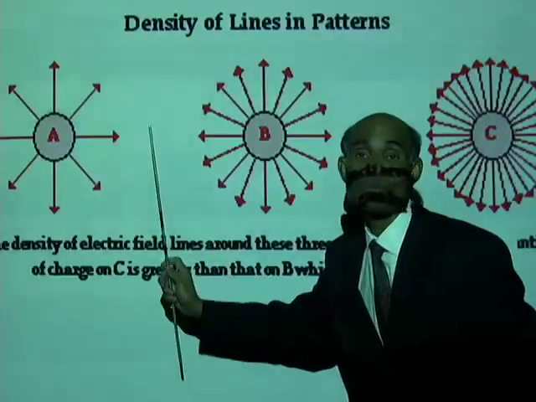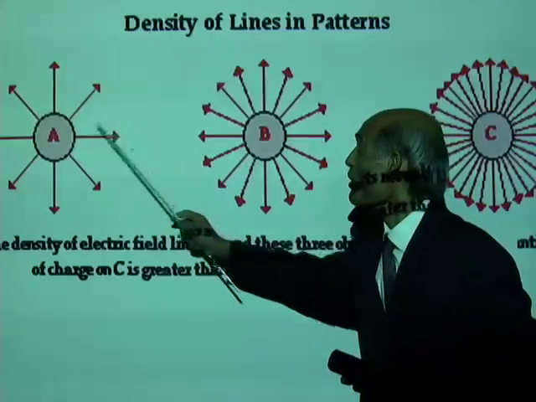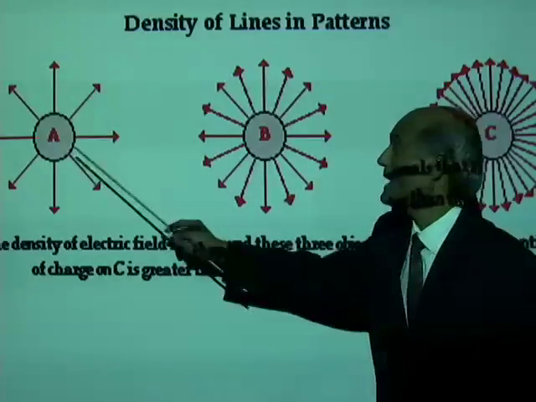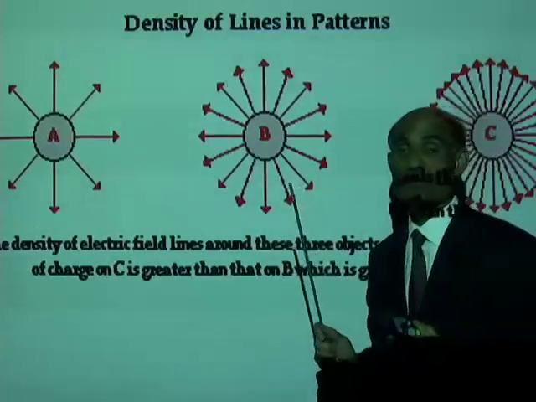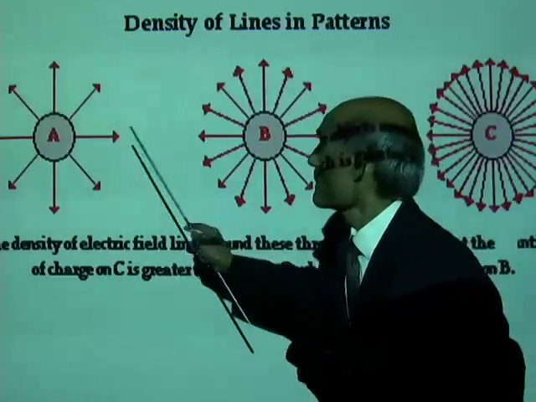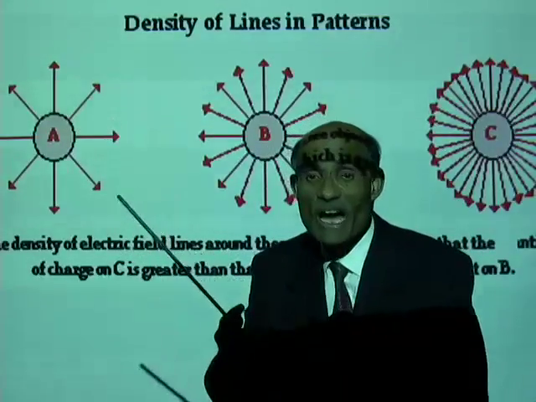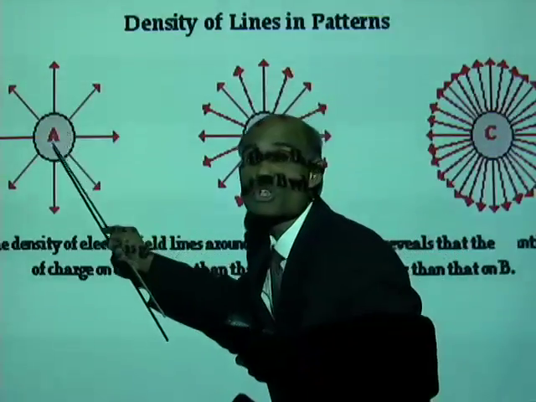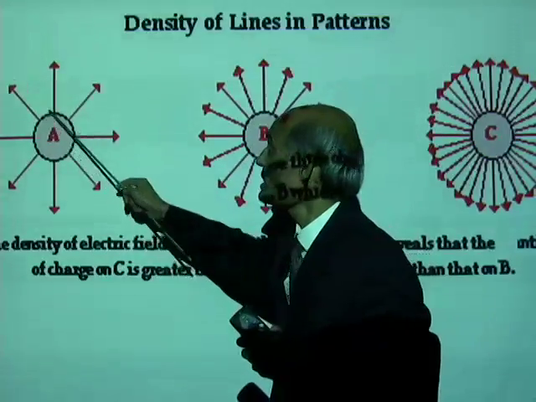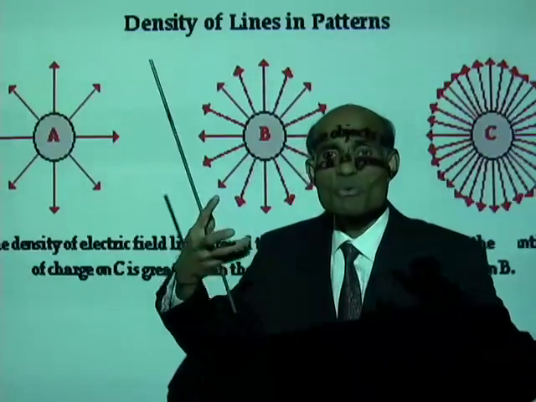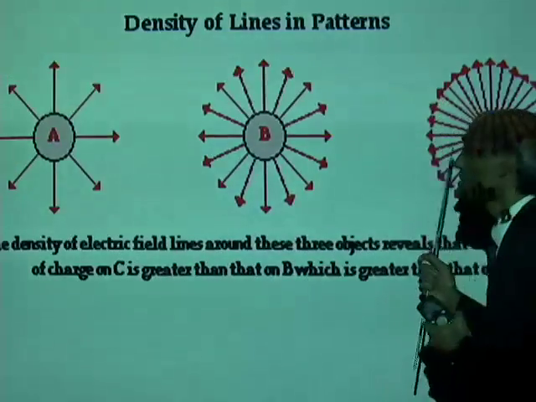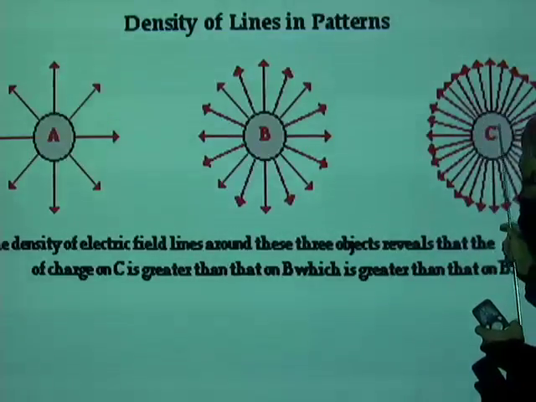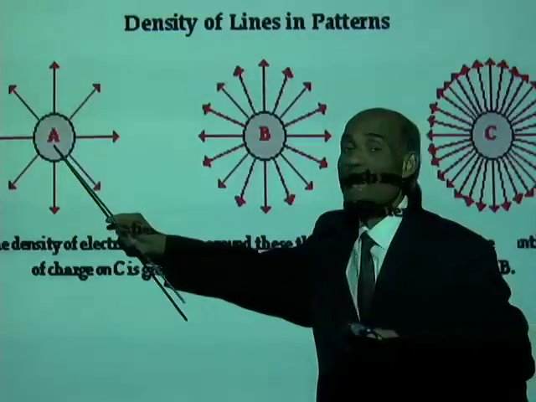Tell me, using property number 4, which of these contains the largest charge? A, B or C? Property number 4 is the number of field lines originating or terminating at a charge is proportional to the magnitude of the charge. You can see from A only very few lines originate, whereas from C large number of lines originate. That means C is a much bigger charge than A.